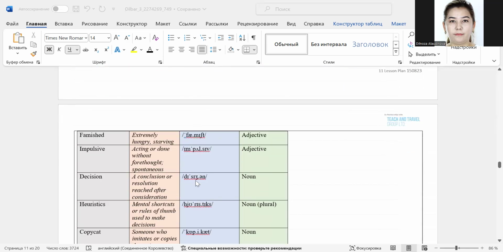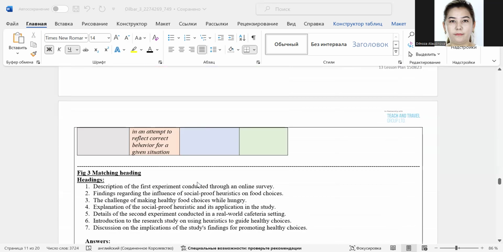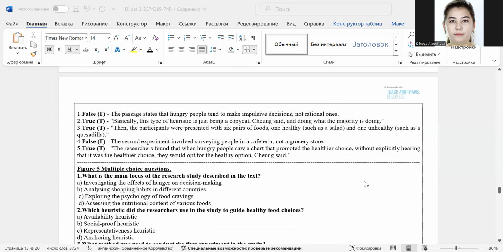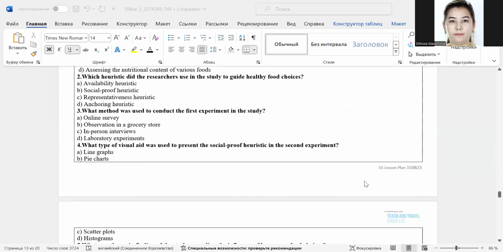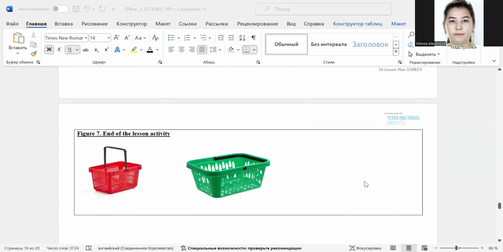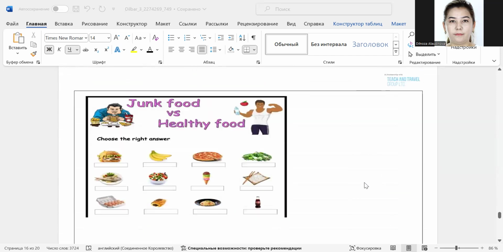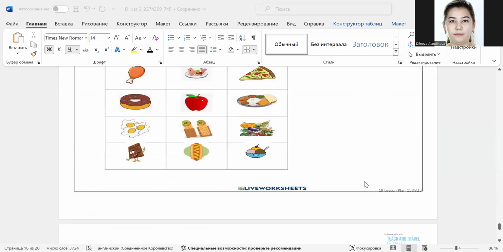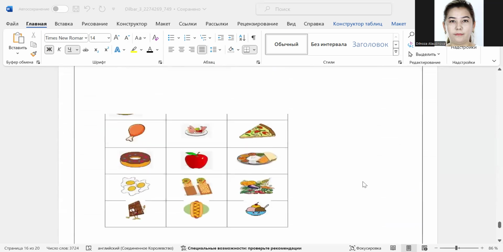Vocabulary, matching heading exercise, scanning activities, multiple choice questions, review of vocabulary, and the end of the lesson. They are all about today's lesson.